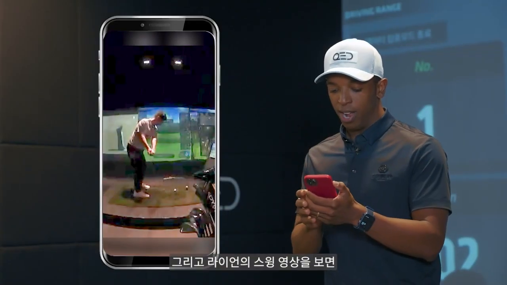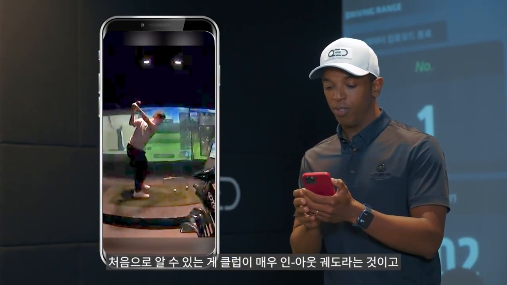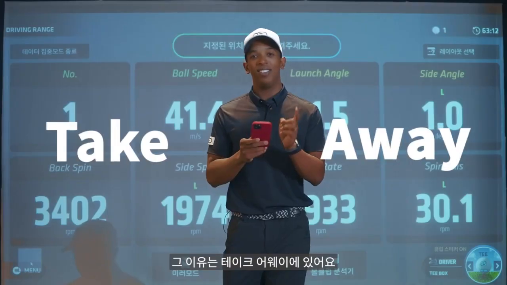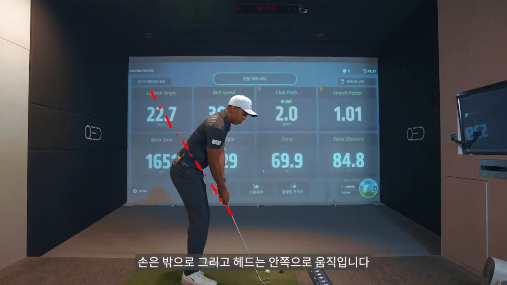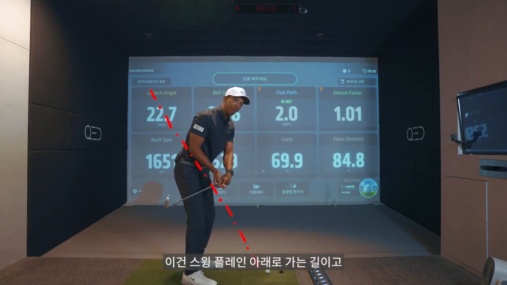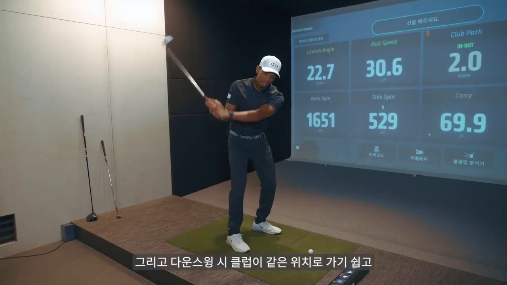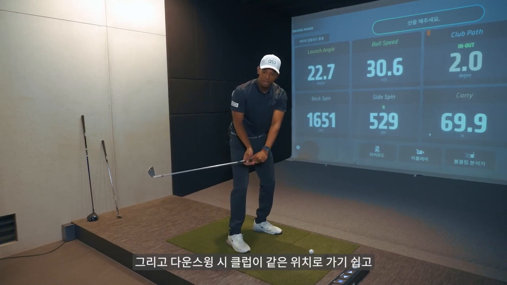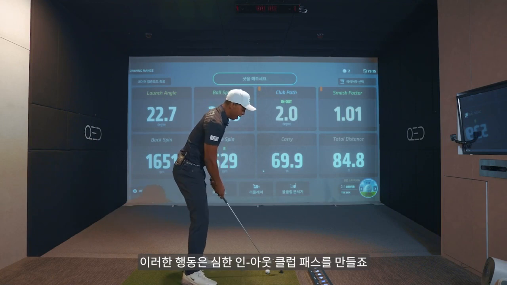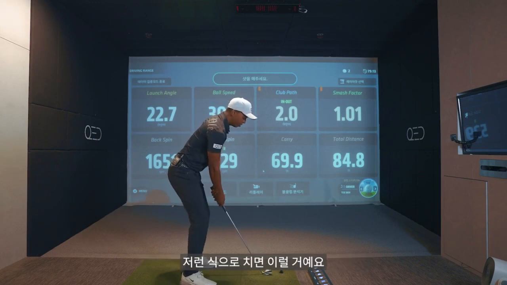And whenever I look at Ryan's video, the first thing that's telling me this path may be moving too far inside to out is in the takeaway. His hands would move out as the club head moved in. This gets the club underneath the plane, and it's really easy to get the club back to that same position whenever it starts under plane. This will make the path too far inside to out, and it might look something like this.